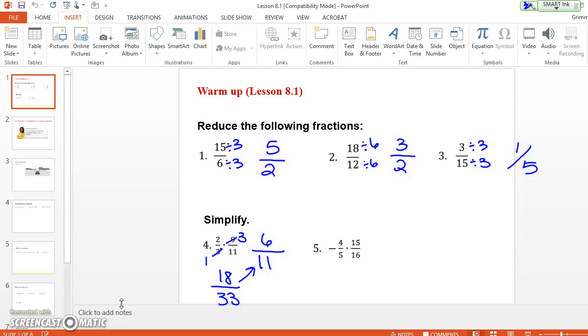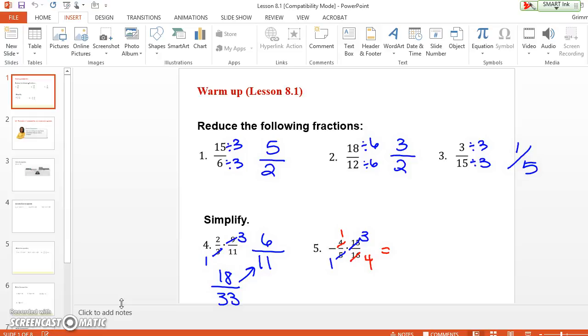I just like shortcuts. Okay, what about number 5? Are there some shortcuts there? Bobby? 5 and 15. Yeah, 5 and 15 will cross cancel. So 5 goes into itself once, 5 goes into 15 3 times. Is there any more? Yeah, 4 and 16. So 4 goes into itself once, 4 goes into 16 4 times.